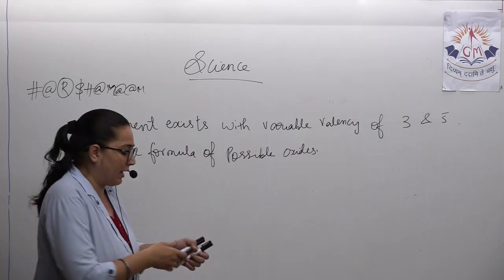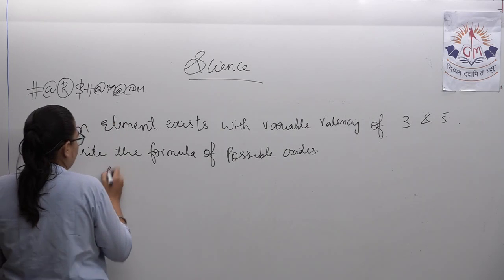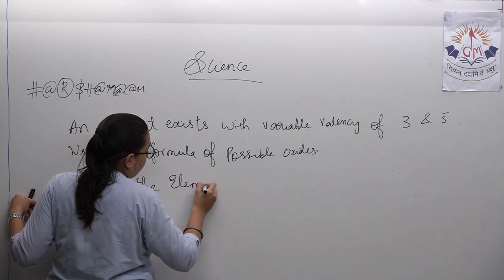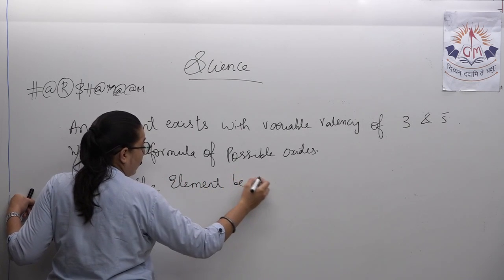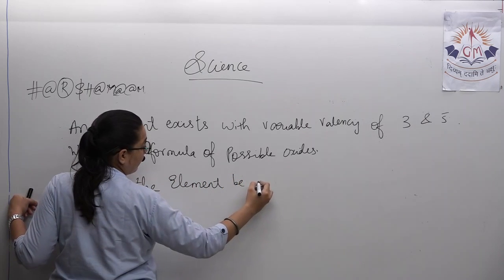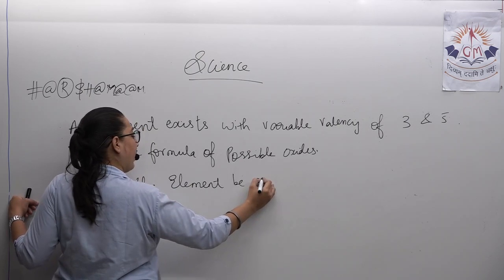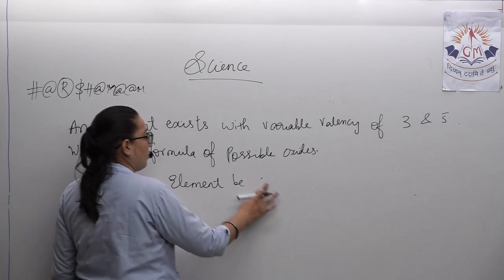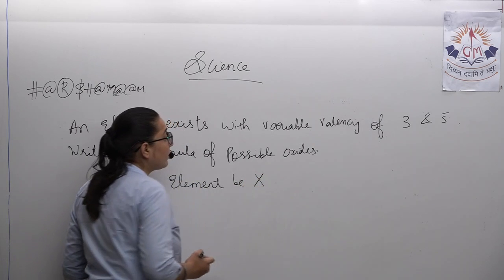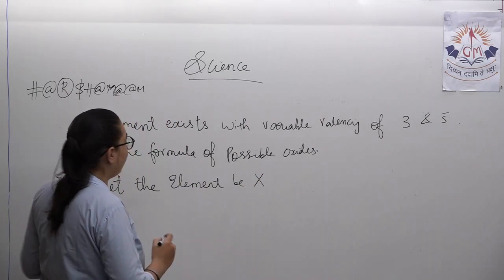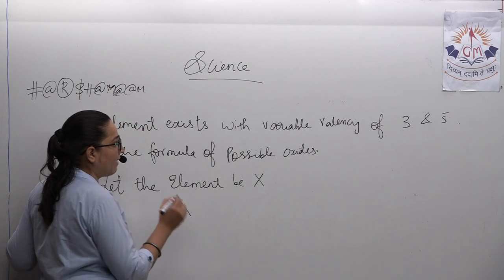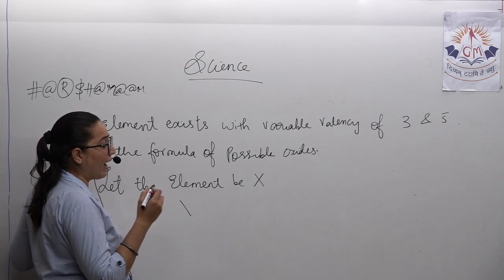So just assume, let the element be X. You can assume whatever you want. I can assume it as H also because my name is Harsha. You can use any variable. Let the element be X. Suppose it's this X, and the valencies are 3 and 5. Oxides.